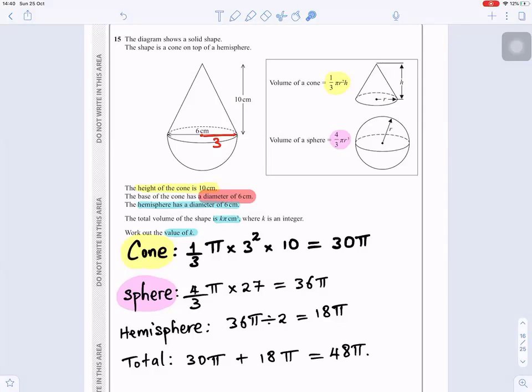Now we want the total. We want the cone plus hemisphere. Cone is 30 pi. Hemisphere is 18 pi. We add it together, it gives us 48 pi. So that 48 is the k, because we need to find the value of k. So our value of k is 48.